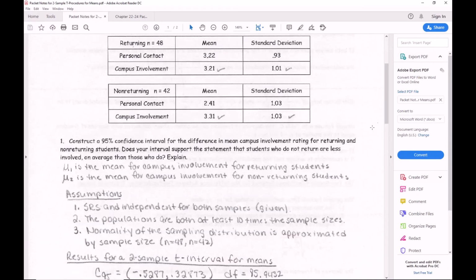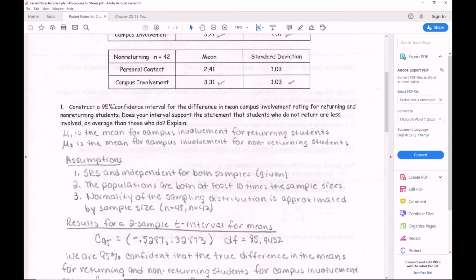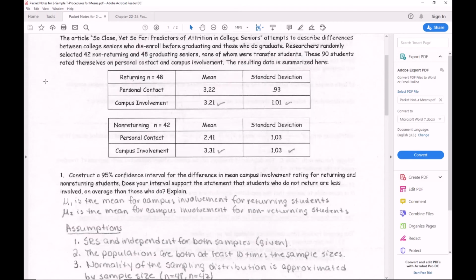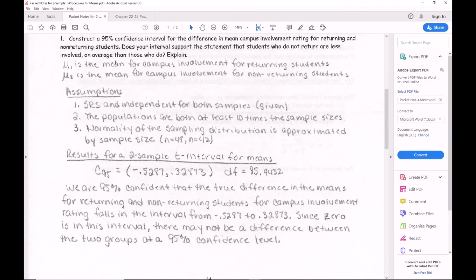So the first thing we're going to do is construct a 95% confidence interval for the difference in the mean campus involvement rating. See how I put check marks there so I knew what I was going for? And for returning and non-returning students, does your interval support the statement that students who do not return are less involved on average than those that do? Here is your write-up. You have to define mu1 and mu2. I'm going to put the returning in my calculator first, the non-returning second, so that's the order of my subtraction: non-returning subtracted from returning. So I define mu1 as the mean campus involvement for returning students, and mu2 as the mean campus involvement for non-returning students.